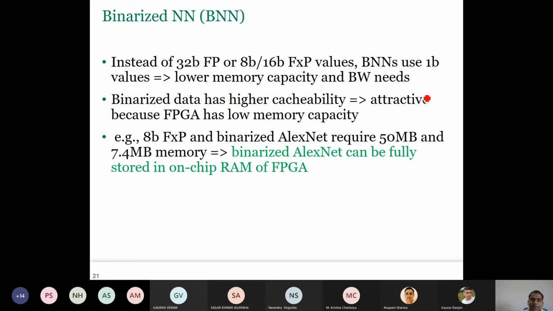And binarized data has higher cacheability. It's easy to cache binarized data, which is good because FPGA has low memory capacity. For example, here, 8-bit fixed point and binarized AlexNet require 50 megabytes and 7.4 megabytes of memory respectively. That means binarized AlexNet requires only 7.4 megabytes and 8-bit fixed point requires 50 megabytes. So that's why binarized AlexNet can be fully stored in the on-chip RAM of FPGA.